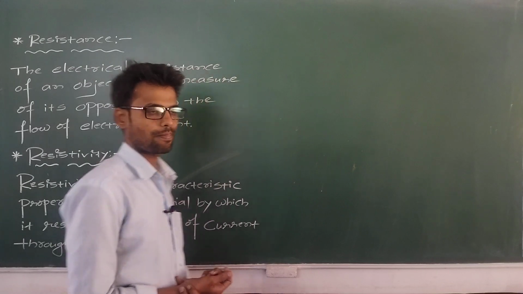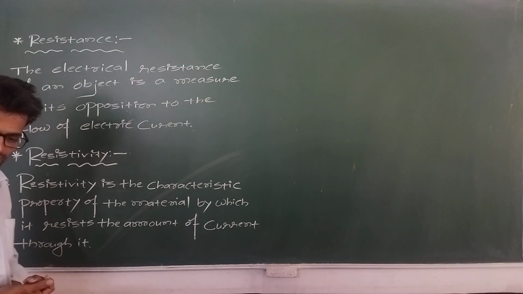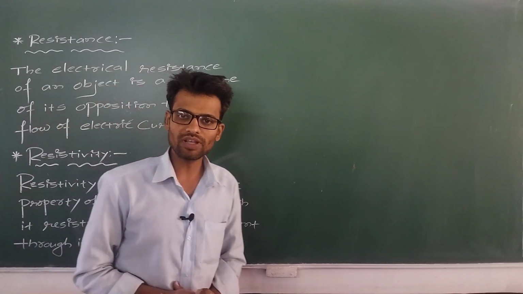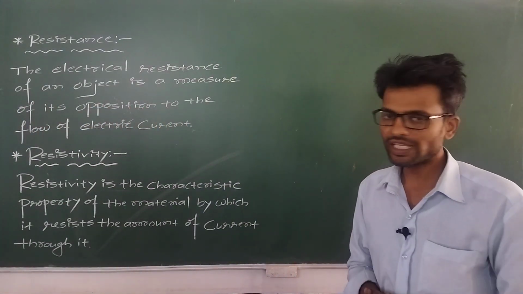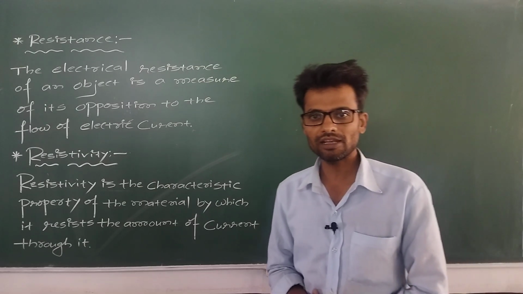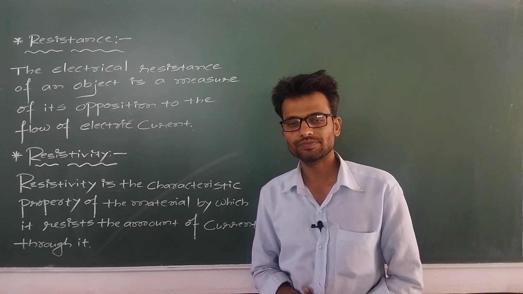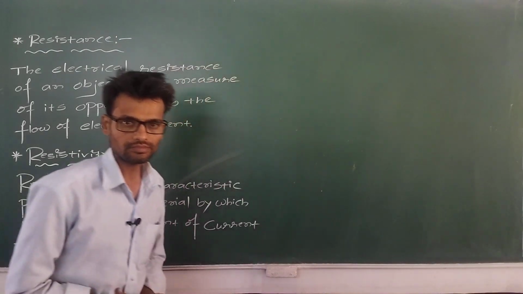you will see resistance, factors on which the resistance of the conductor depends, and after that resistivity, the mathematical expression of resistivity of the material or resistivity of the conductor, and series combination of resistors.